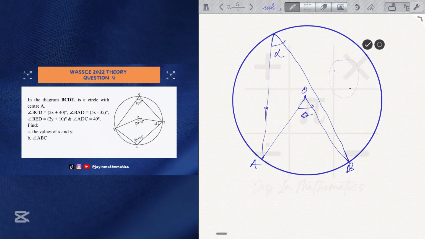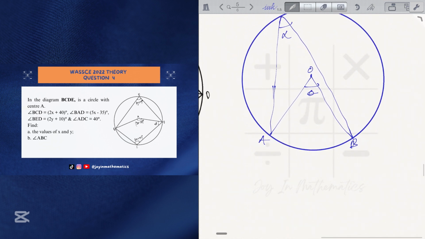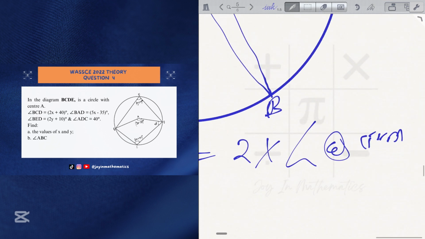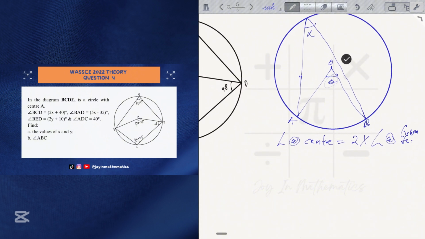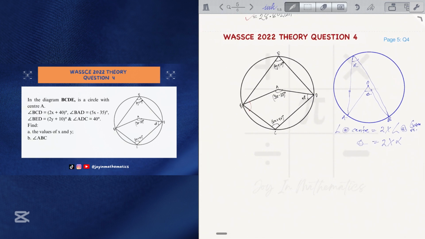The relationship is simple, such that the angle projected at center by the arc is equals to 2 times the angle projected at circumference by the same arc. Now what we are saying in essence is this, that the angle at center is theta, and the angle at circumference is alpha, so theta is equals to 2 multiplied by alpha. Now this is a very interesting concept.